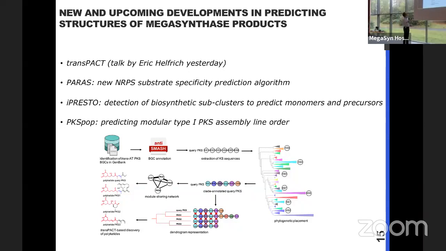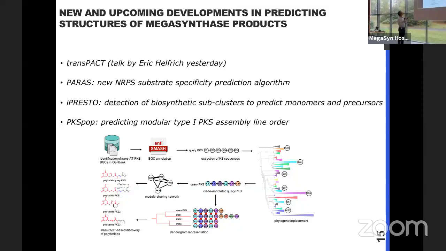We're also working on a new algorithm for NRPS substrate specificity prediction. Barbara and my group are working on this. I think the way we're doing this is going to be really different from the way it has been done before, but I'll not have time to go into detail right now.